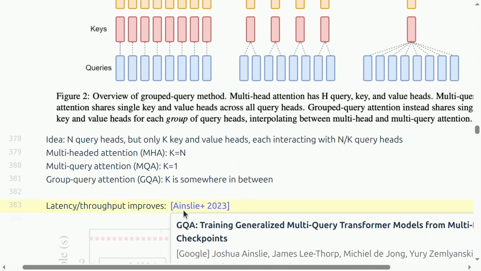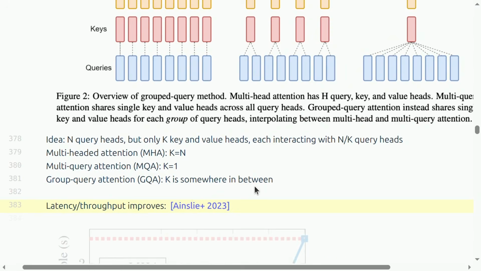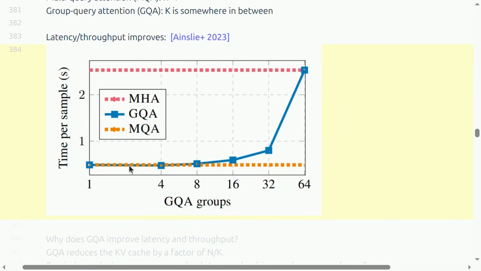So this is the paper that introduces GQA from 2023. And they show that if you look at time per sample, which is related to both latency and throughput, you see that MHA, so multi-headed attention, full attention, has this high time, whereas if you start K equals 1, it's much faster, and then you can keep on increasing K to K equals 8, and it's still pretty good, and eventually your time goes up quite a bit.